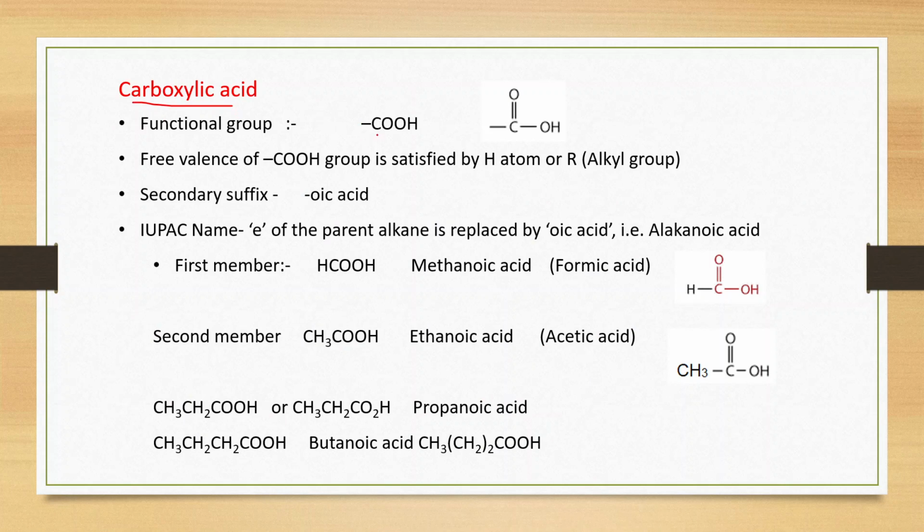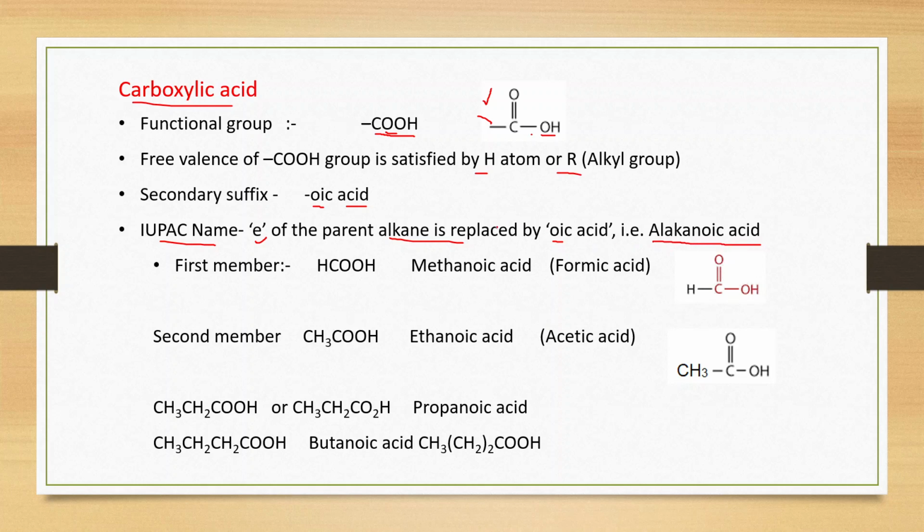Carboxylic acid. Functional group is COOH. But again, these 2 oxygen atoms are not bonded directly. Its structure is this. C double bond O, then single bond OH. This valency may be satisfied by hydrogen or any alkyl group. Its secondary suffix is oic acid. So its IUPAC name, e of the parent alkane is replaced by oic acid, that is alkanoic acid.